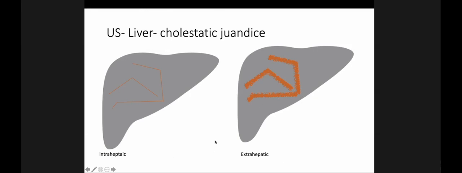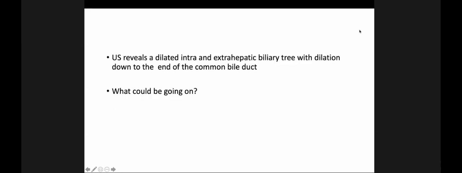If there are ducts dilated, it is extrahepatic. If there's no duct dilatation, it is intrahepatic. It's important to differentiate between the two because your differential diagnosis differs. Now in this patient, ultrasound reveals a dilated intra and extrahepatic biliary tree with dilatation down to the end of the common bile duct. So what could be going on?